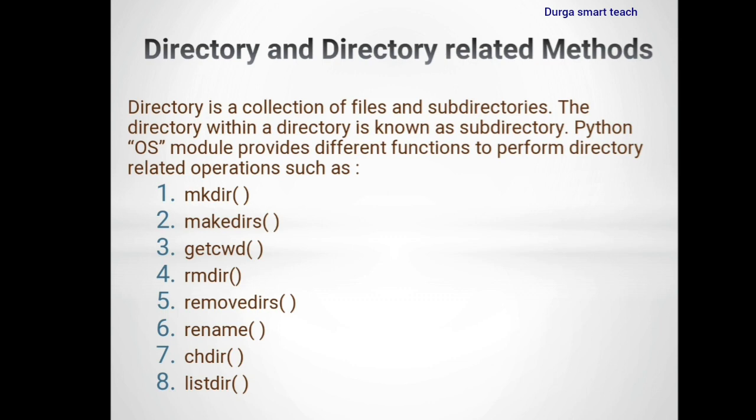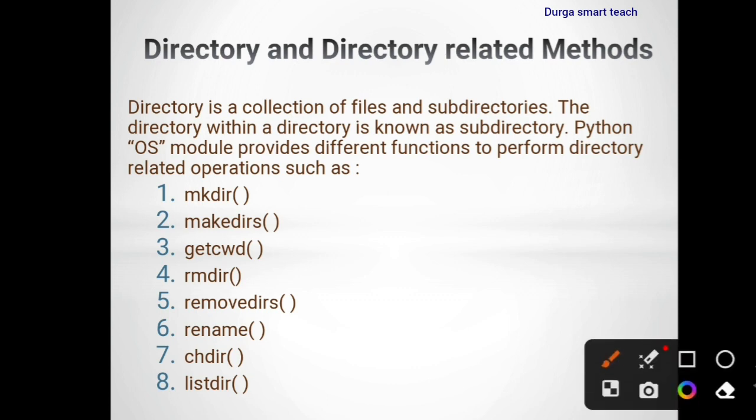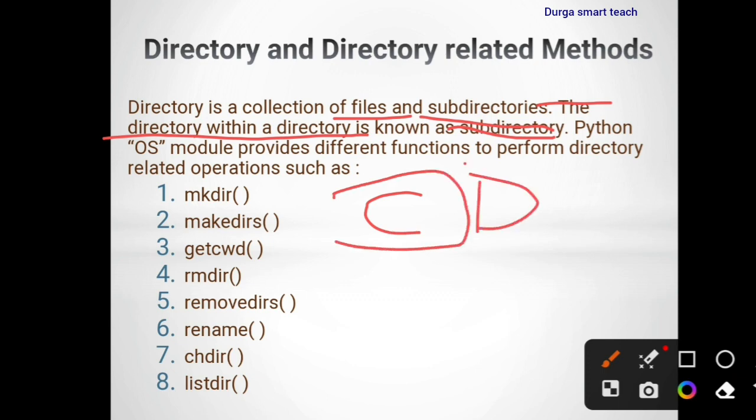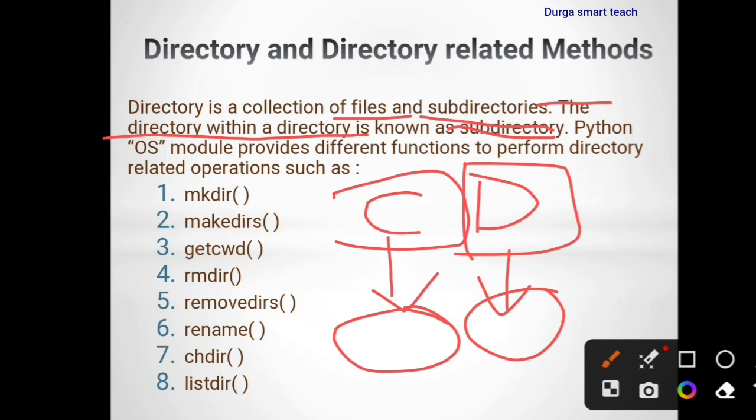Okay, so we all know a directory is nothing but a collection of folders. A folder is nothing but a collection of files. So a directory is a collection of files and subdirectories. A directory within a directory is known as a subdirectory. For example, we have C directory and D directory. If the C directory or D directory contains another directory inside, then these directories are known as subdirectories.